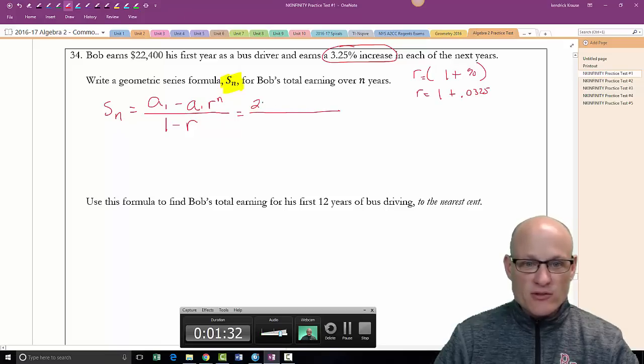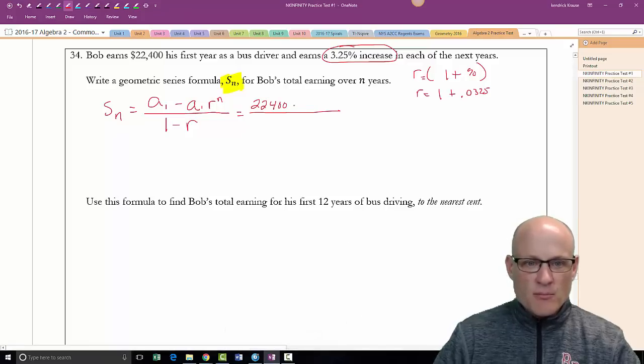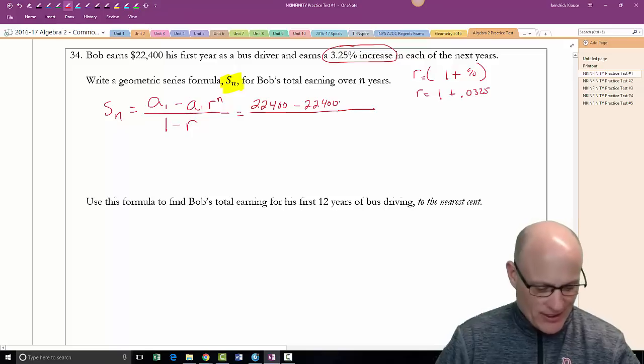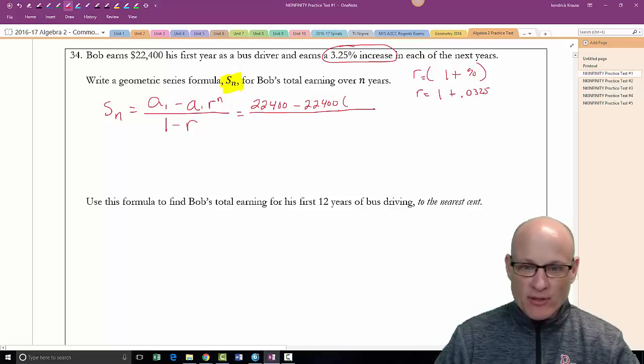So as I use this formula, I've got to use it properly. I'm investing $22,400 minus $22,400. See, to me, the reason I don't like this is it's like magic. Why did it happen? Why does that work that way? Whatever. It's not my favorite formula.